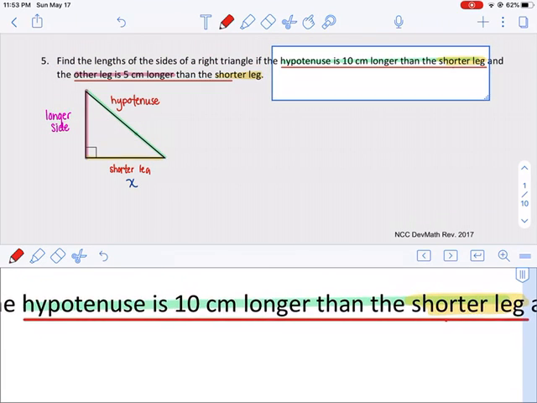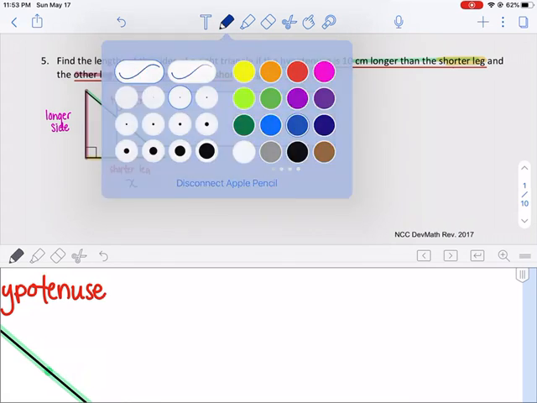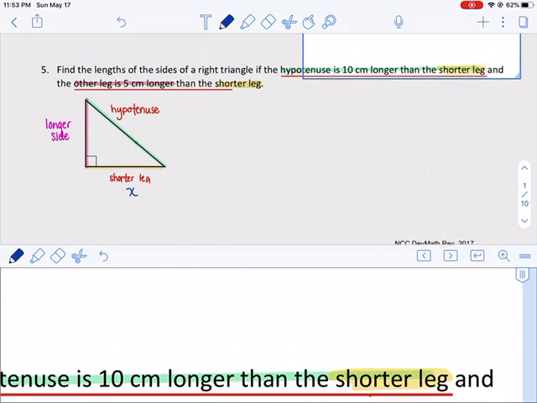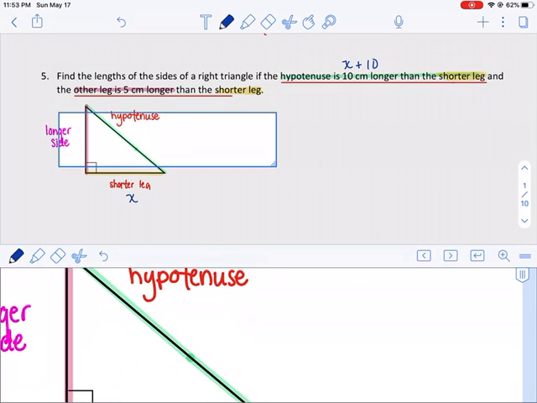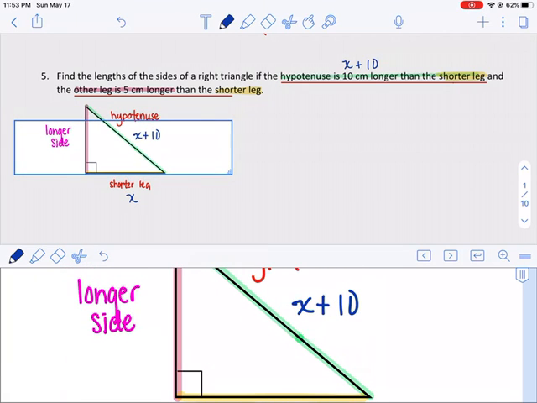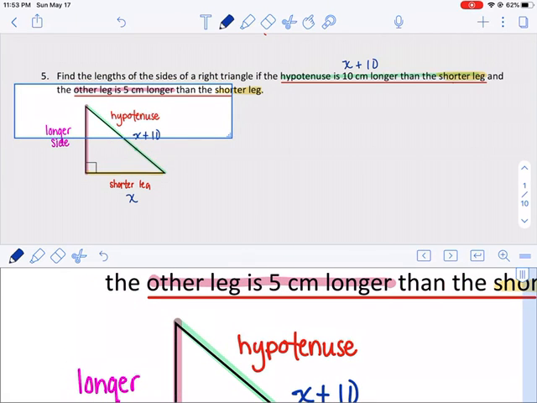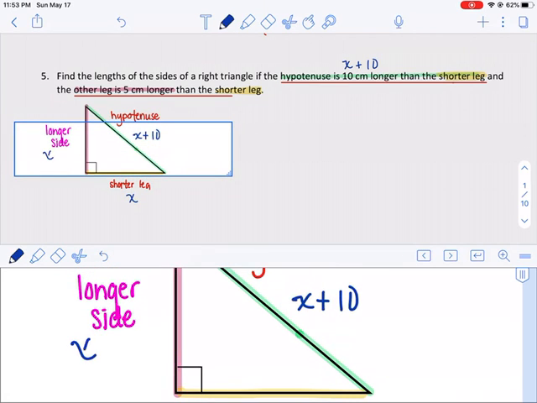So you're comparing: the hypotenuse is 10 centimeters longer than the shorter leg. So that would, of course, be, since we named our shorter leg x, the hypotenuse would be x plus 10. And I'm going to just put that over here. And then the other leg is 5 centimeters longer than the shorter leg. The shorter leg is x, and this would be x plus 5.